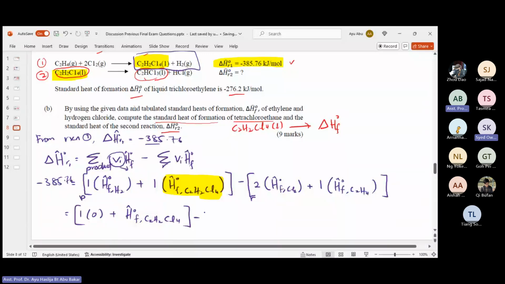Zero again. Yes, correct, 0 as well. So this is element. Then C2H4, 52.28. Correct, 52.2. Okay, so from here you can solve the unknown. Now try to calculate the heat of formation of the unknown.